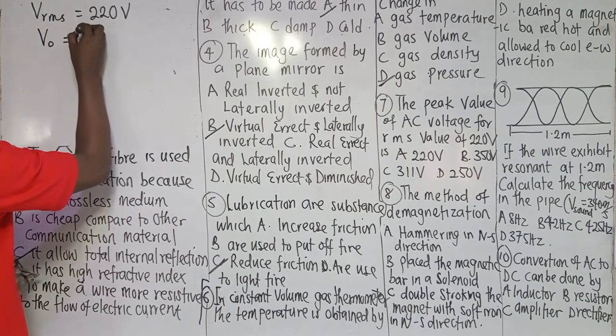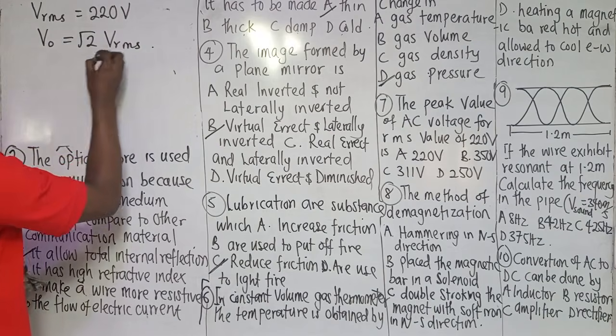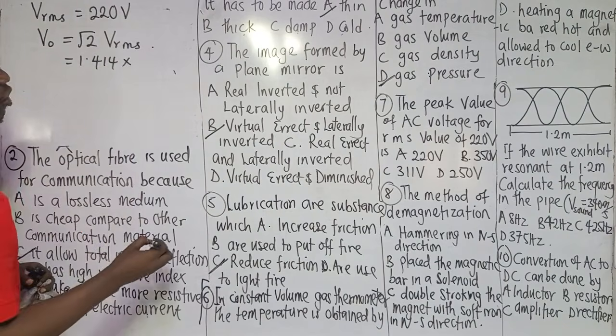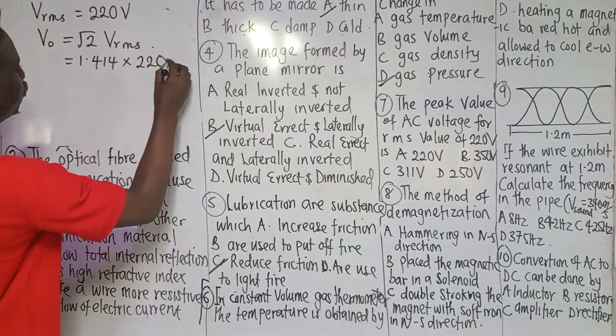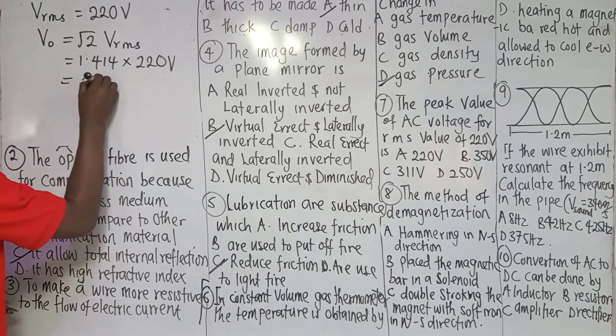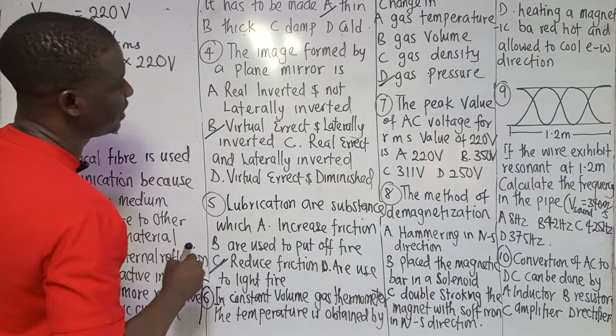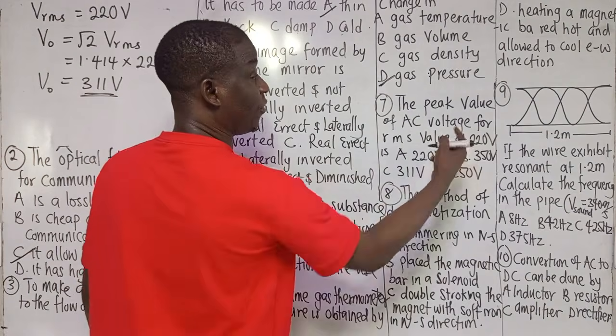Peak voltage equals root 2 times V RMS, which is equal to 1.414 times our RMS value of 220 volts. So in that case, I want to have 311 volts. So this is the peak voltage. 220 is a very common value.